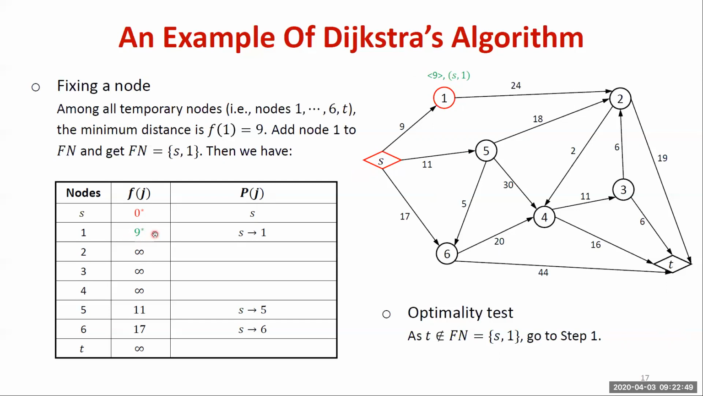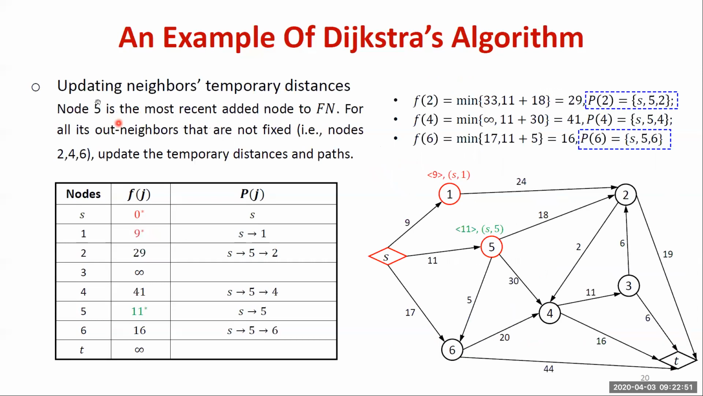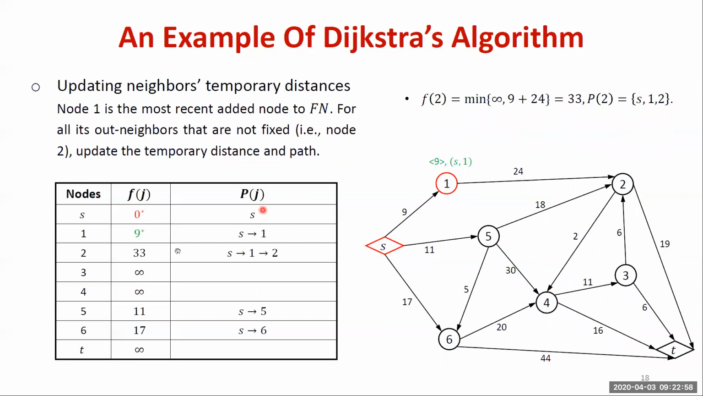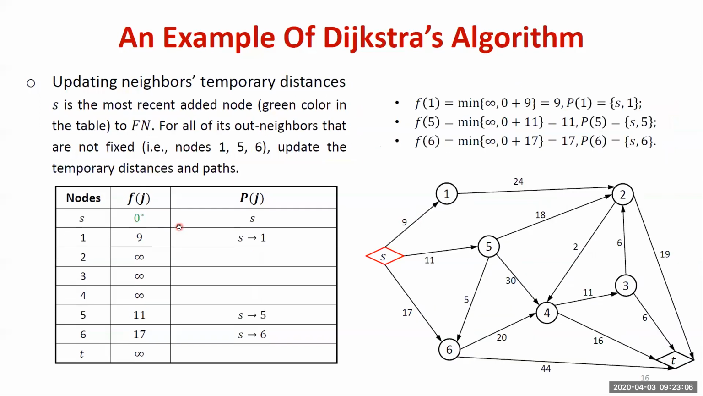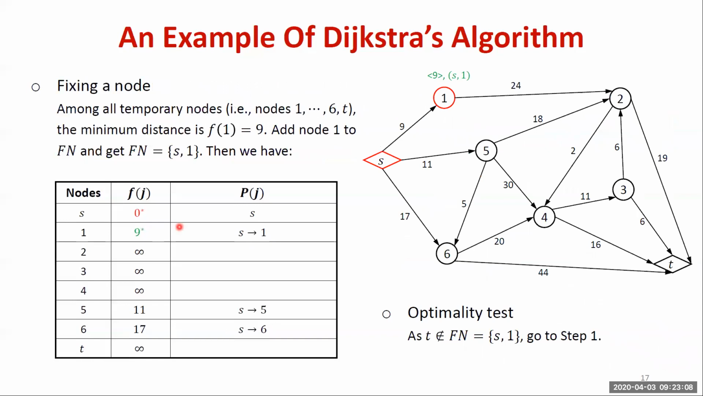What to do? Again, step 1, updating neighbors' temporary distances. This time, which one will we check? We're gonna check where it is. I really hate this. It's very unstable. It's always too sensitive. Very easy to jump automatically.